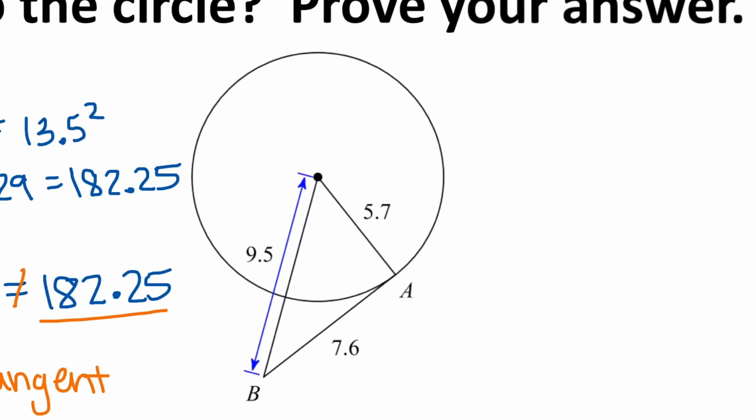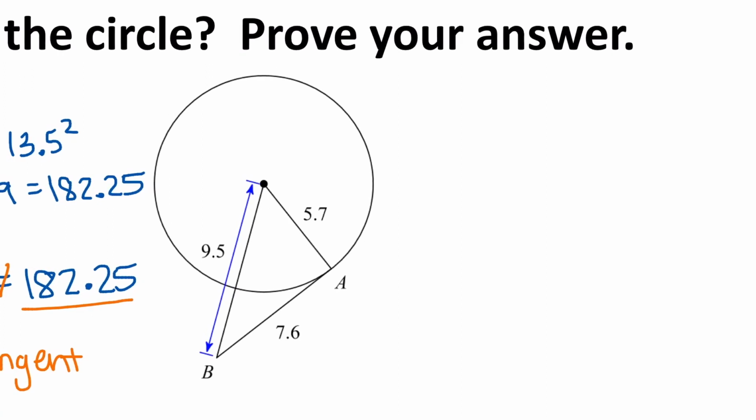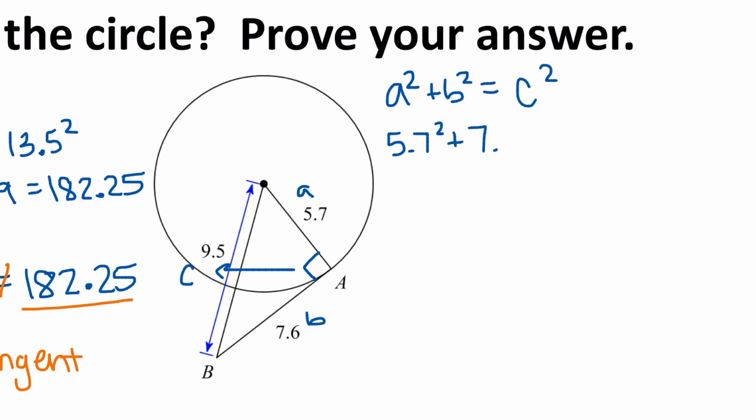Let's look at one more example. Again, we have line AB that looks like it is tangent to the circle. And if it is tangent to the circle, that means that angle A would have to be a right angle. But we want to prove it mathematically using the Pythagorean theorem. Again, my hypotenuse has to be C, and the other two values will be A and B. So 5.7 squared plus 7.6 squared equals 9.5 squared.